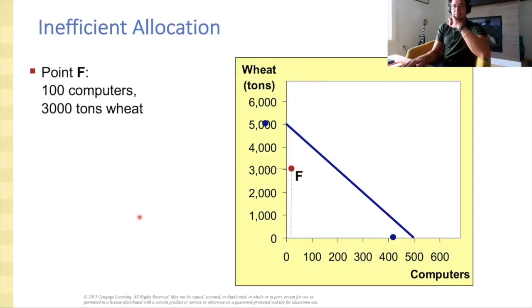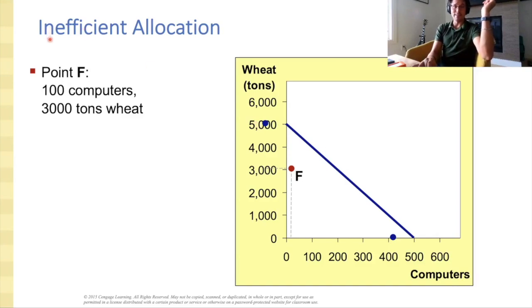So let's plot this point that we just computed, with 100 computers and 3,000 tons of wheat. As you can see, this is the F point that belongs in the set of feasible combinations of computers and wheat, which is included in the production possibility set. Basically, this is the production possibility set, and this line is the production possibility frontier. Now, my question is: is this allocation efficient, inefficient, or unfeasible?